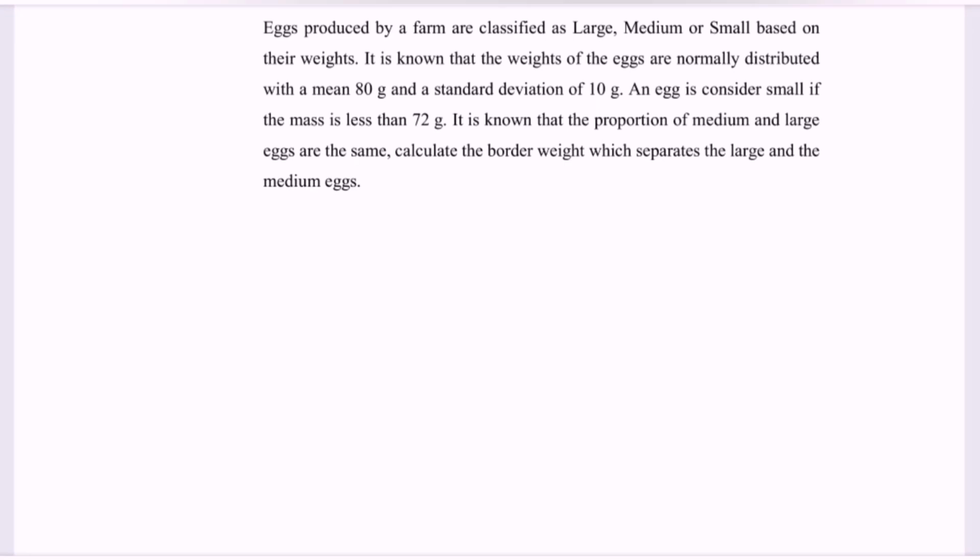Eggs produced by a farm are classified as large, medium, or small. So L will be the large, M will be the medium, and S will be the small, based on their weight. It is known that the weight of the eggs are normally distributed, meaning that here we have the mean 80 and the standard deviation 10 squared because of the variance. An egg is considered small if the mass is less than 72. So here we have the question, x less than 72.